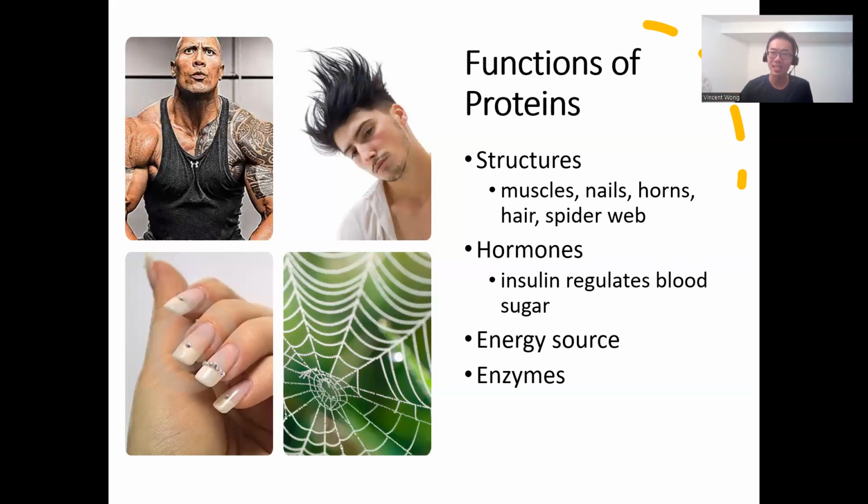Other functions of proteins include forming hormones. I was telling you earlier, hormones can be steroid hormones, like the sex hormones, right? The estrogen, progesterone. But there are protein hormones as well. You probably have heard of insulin. Insulin is needed for absorbing blood sugar, okay? And that's a protein hormone. We also use protein as an energy source. We prefer carbohydrates, but we can metabolize protein as well.